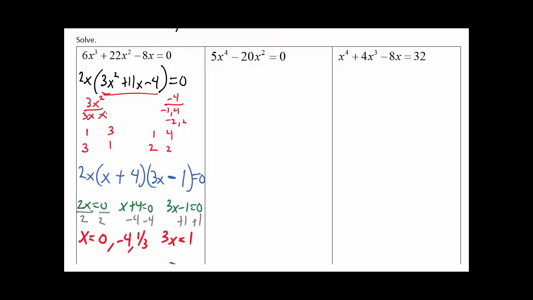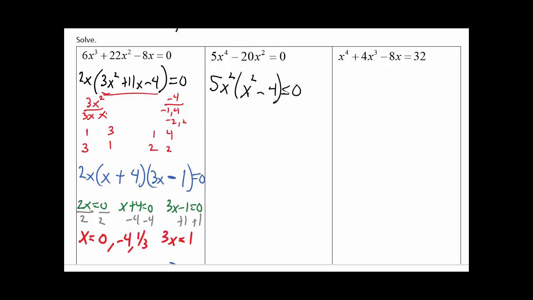Okay, so in the second example, looking at 5x to the 4th minus 20x squared, again, try to identify a greatest common factor if we can. And I can take out at least a 5, and it looks like I can take out an x squared. And so when I factor that out, I'm left with x squared minus 4.